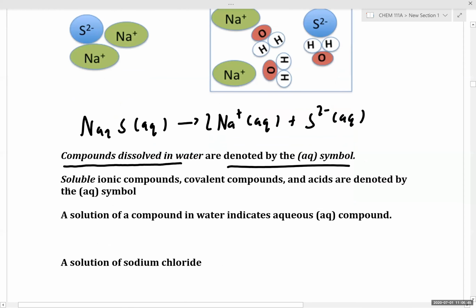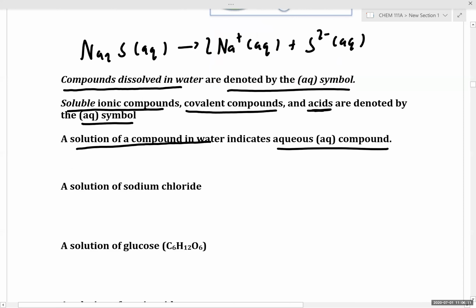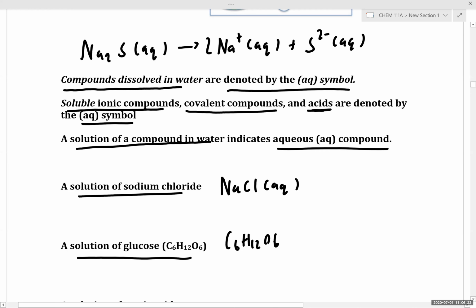So in general, if you have a soluble ionic compound, a soluble covalent compound, or any acid, you're almost always going to be denoting them with an aqueous symbol if they're in an aqueous solution, if there's any water present. Anytime you have a solution of a compound in water, that indicates an aqueous symbol. So for example, if we have a solution of sodium chloride, we'd write this as NaCl aqueous. A solution of glucose, we'd write the formula for the glucose, and then we'd put the aqueous symbol.